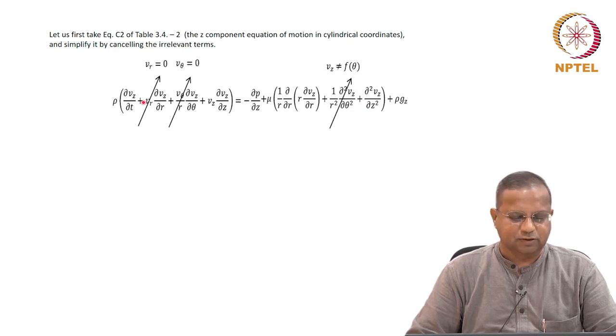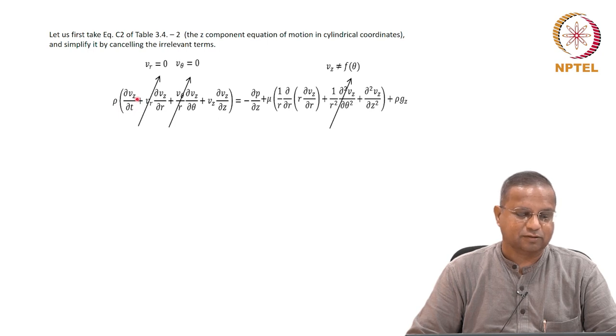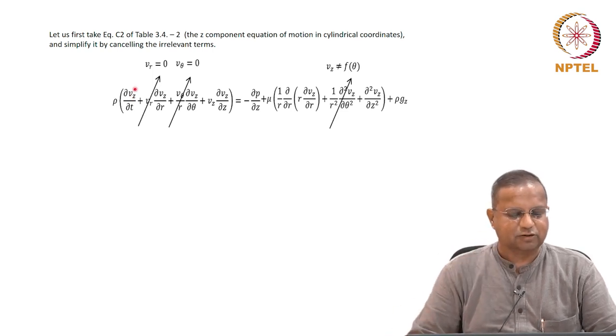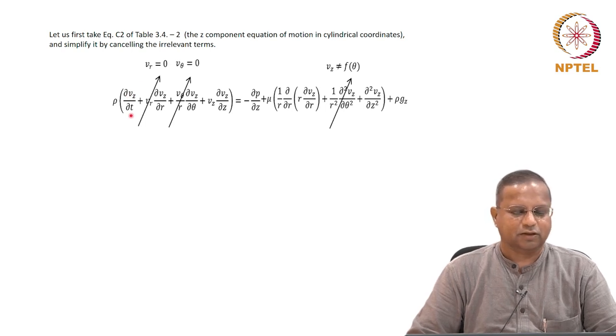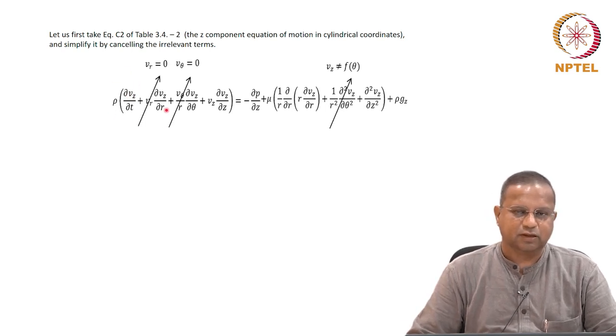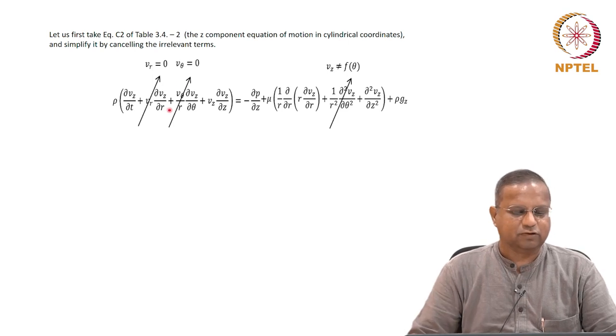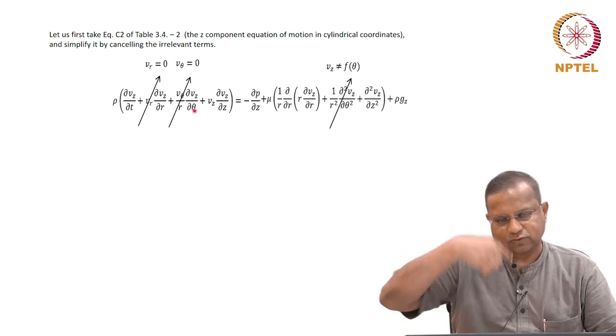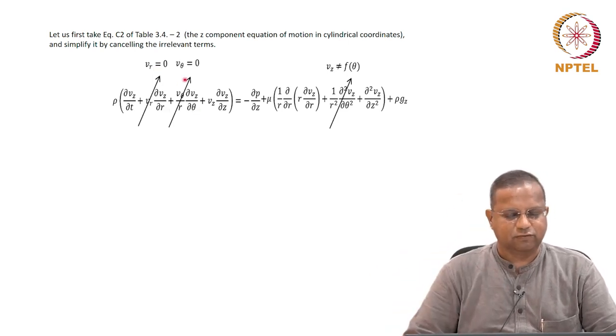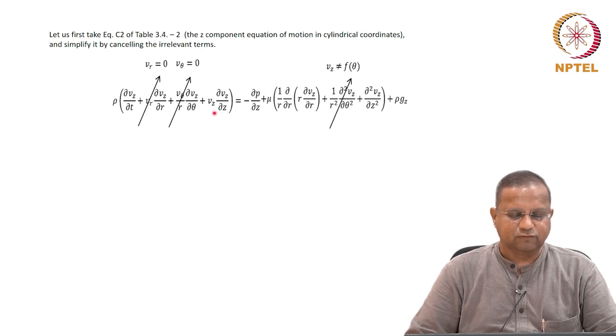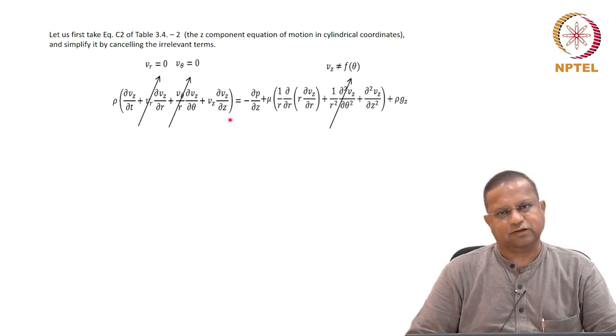If we cancel out the terms, the first term which we were cancelling pretty much till now cannot be cancelled, because Vz, the velocity in the Z direction, this is the Z direction let us say, varies with time. So this term remains. There is no radial velocity, therefore this term goes to 0. There is no tangential velocity, therefore this term goes to 0. There is of course a Vz, and Vz varies with Z. So this term remains.